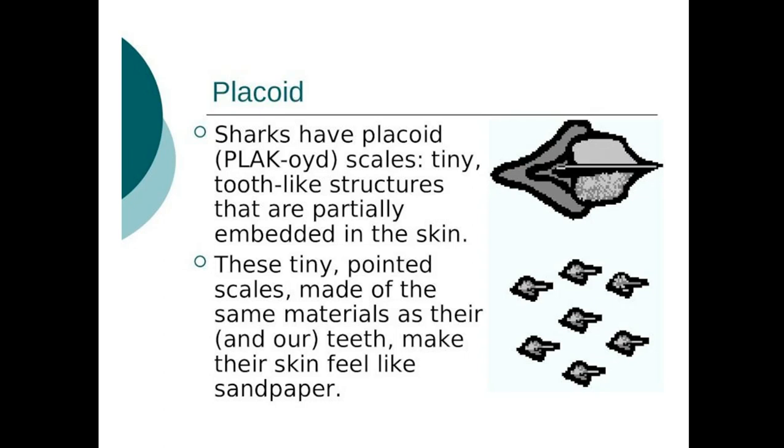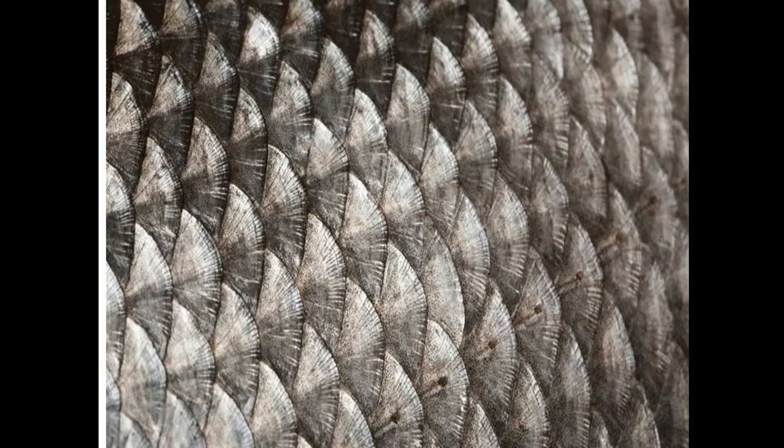So these placoid scales, in the case of the shark, are backwardly directed. That's why, if you place your hand on the shark and rub it from anterior to posterior, you will feel smooth. But if you rub it from posterior to anterior, you feel as if you are rubbing on sandpaper. A rough appearance will be there. This is how they are arranged.